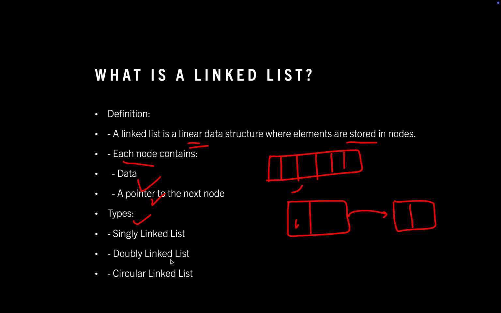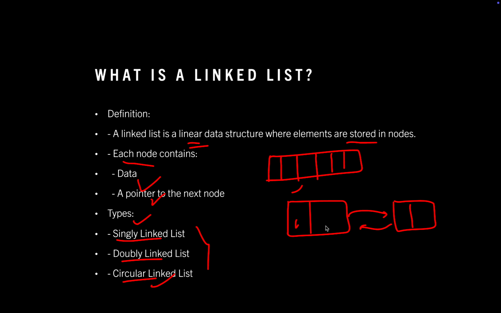There are some types of linked list: singly linked list, doubly linked list, and circular linked list. As the name suggests, singly linked list means one node is connected to another node, which is connected to another, and that's how things work. Doubly linked list means this node is connected to this node, and this node is also connected back to this node.